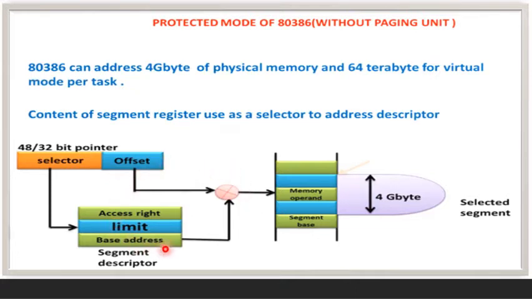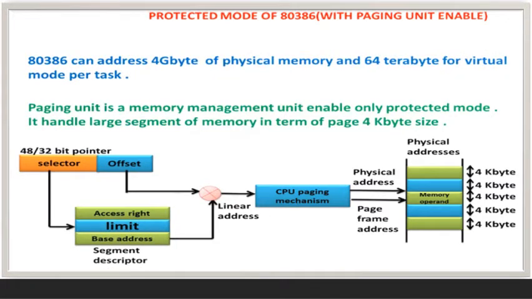The figure shown here is the protected mode addressing without paging. This figure shows the protected mode with the paging unit enabled. In general, the paging unit is a memory management unit which is enabled only in protected mode. The paging mechanism is able to handle memory segments in terms of pages of 4 kilobytes size. Usually, a paging unit operates under the control of the segment unit.